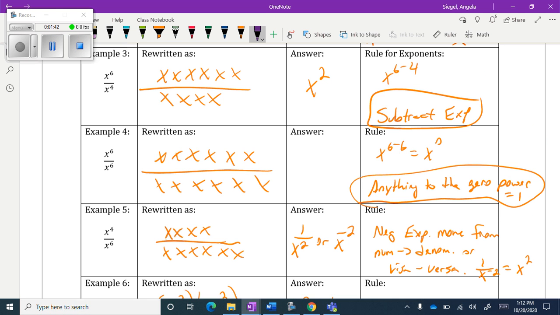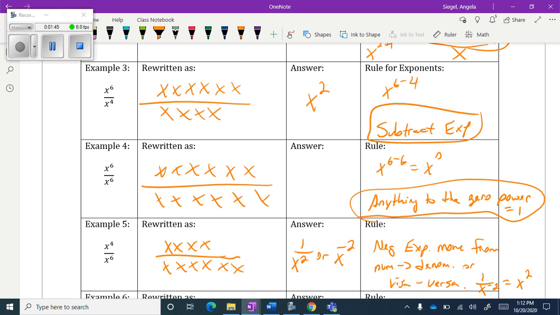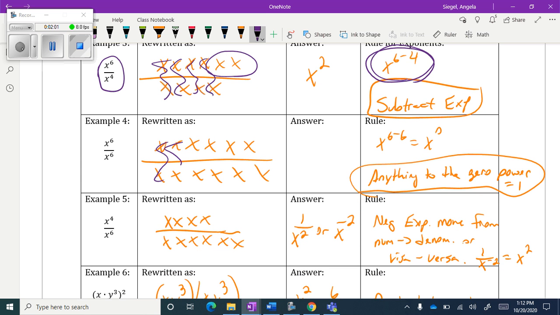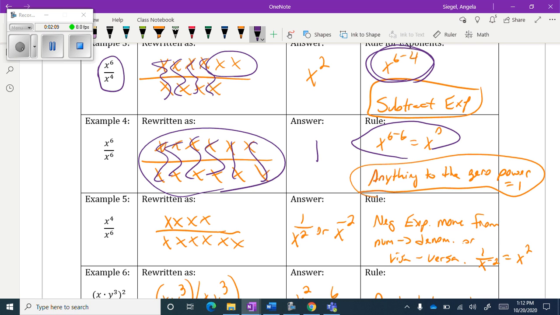Examples 3, 4, and 5 have to do with division. I'm canceling out the x's and I have 2 x's. But the shortcut rule is that when you have an exponent on top and an exponent on bottom with the same base, you subtract the exponents. Let's follow that. Here I'm showing you that everything cancels out, so my answer is 1. Algebraically, I'm going to take x to the 6 minus 6 power, and we end up with x to the 0. So anytime you have x to the 0, everything is canceled out and you're left with 1 every single time.